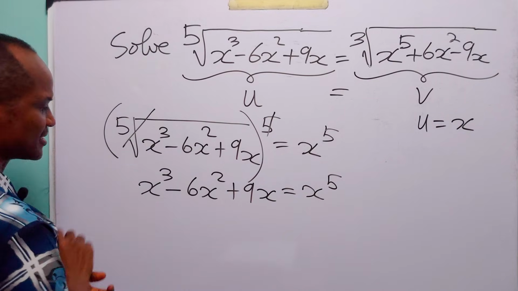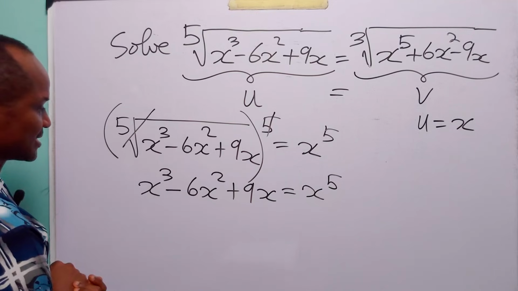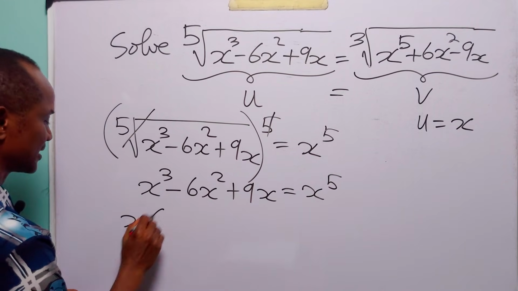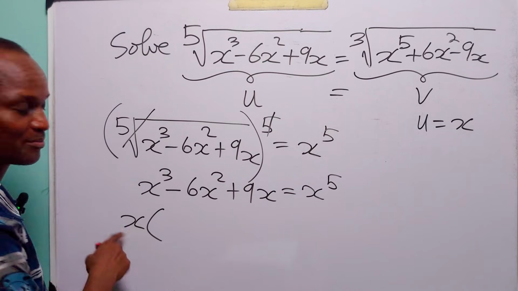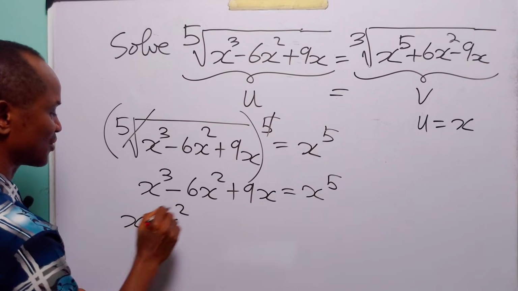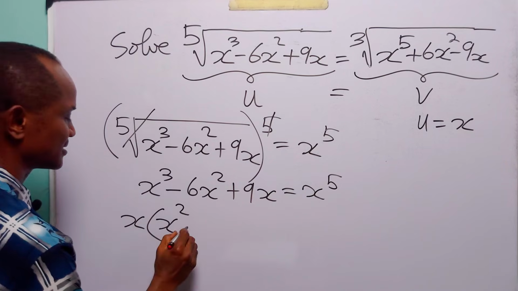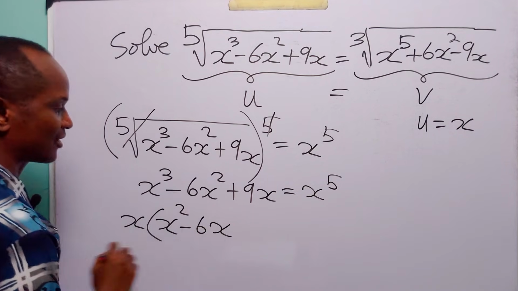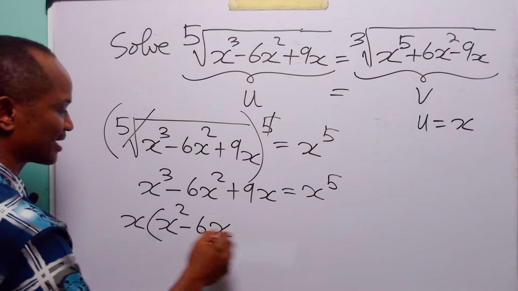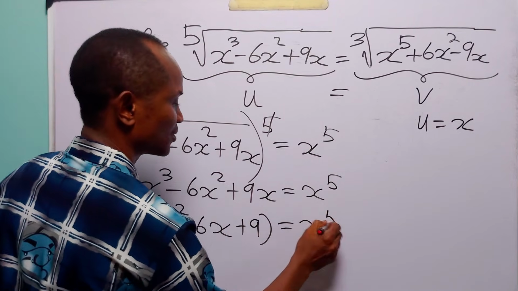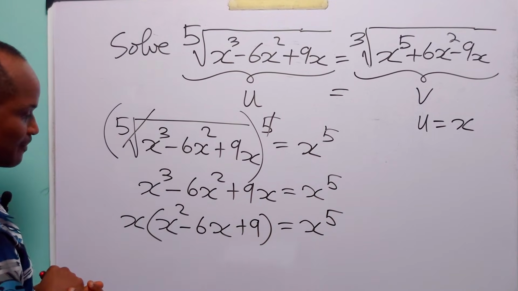Now we can factorize this expression on the left-hand side. We have a common factor, which is x. So x into x cubed divided by x is x squared. Minus 6x squared divided by x is minus 6x. And of course, 9x divided by x is plus 9. And this is equal to x to power 5.